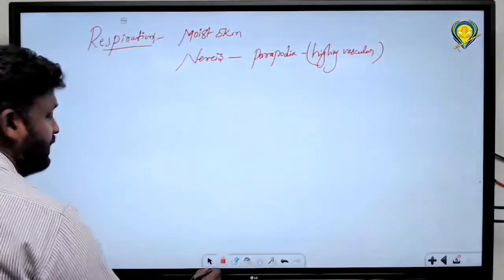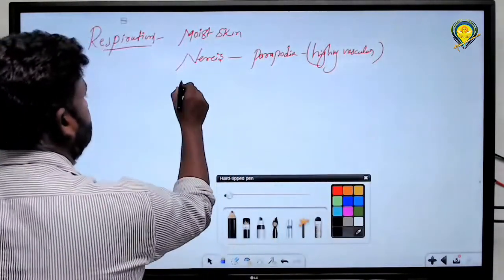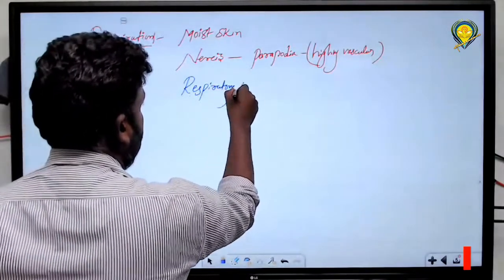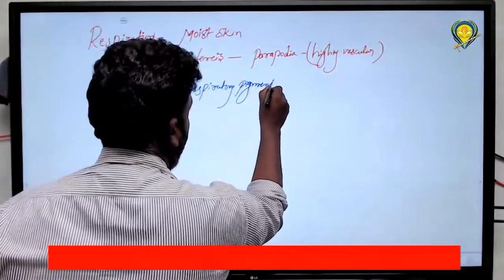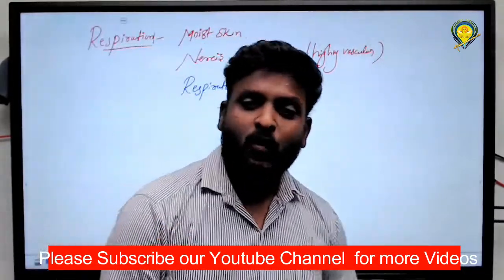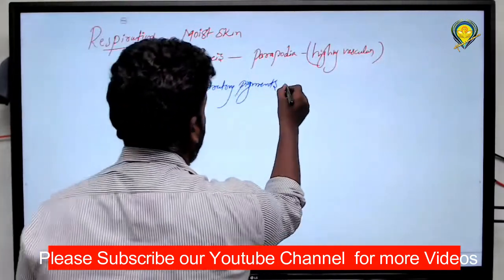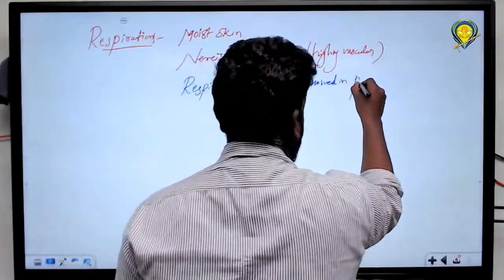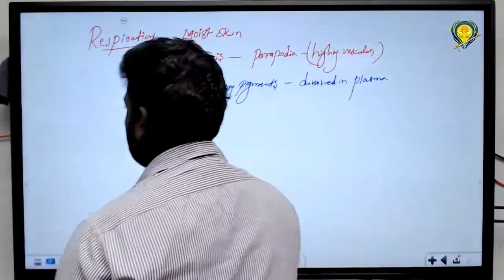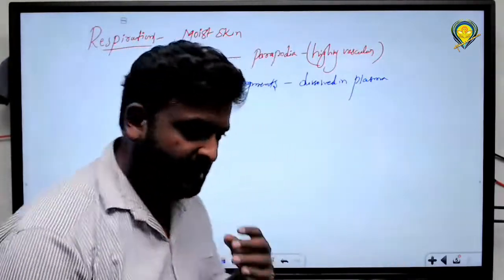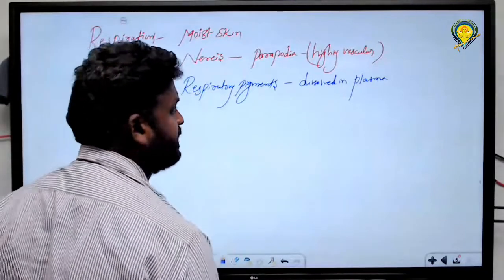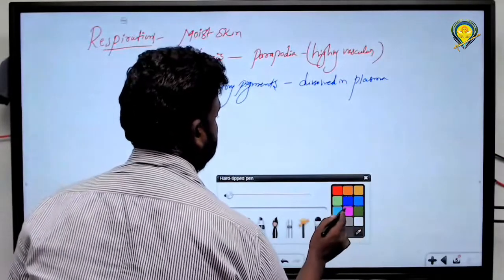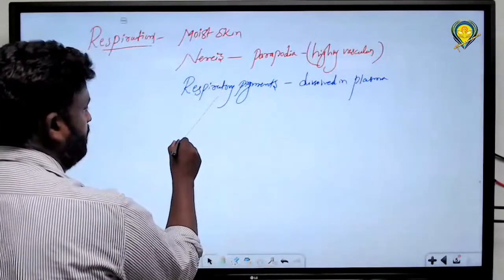But they have respiratory pigments, right? You know what? The respiratory pigments are always dissolved in plasma. It is one of the non-chordate characters. Got it? If they are present, definitely they are dissolved in the plasma. Right? What kind do they have? What kind? First one.